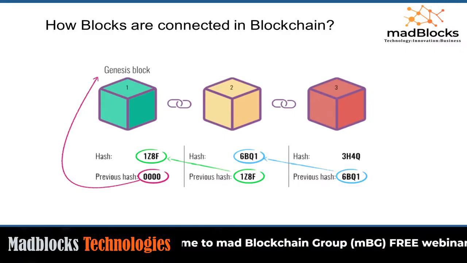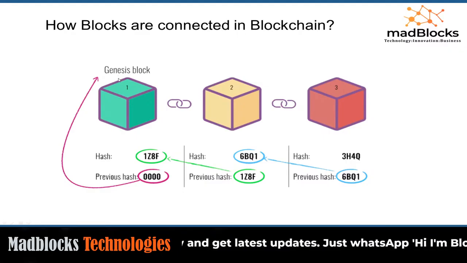Assume that there are 3 blocks in the blockchain infrastructure: 1, 2, 3. Let's say we have only 3 blocks to understand. The first block doesn't have any previous block, so it cannot connect with a previous block because it is the first block. So the first block is called the Genesis block. There is a text written there. Okay, so this Genesis block.